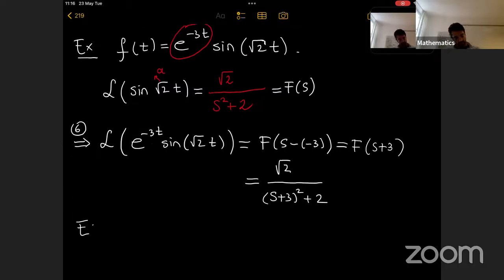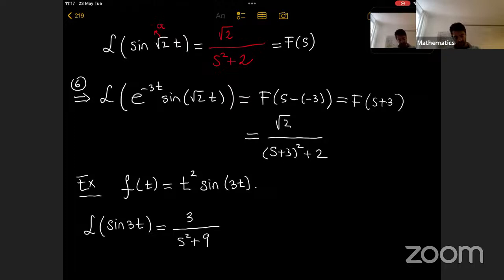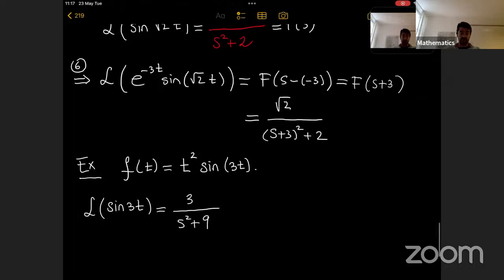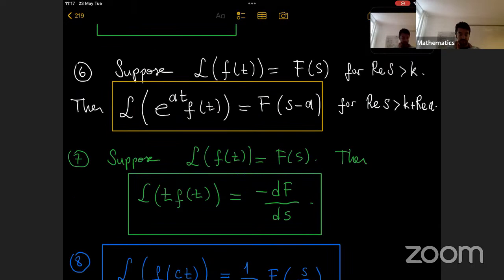Let's do another example. Now we have f of t is t squared times sine 3t. So let's start with sine 3t. Sine 3t has Laplace transform 3 over s squared plus 3 squared, which is 9, right? This is the Laplace transform of sine 3t. Now we multiply with t squared. We will do this one by one. First multiply with t and then multiply by t again, because remember, number 7 here says you take the derivative with respect to s. So we use this twice.